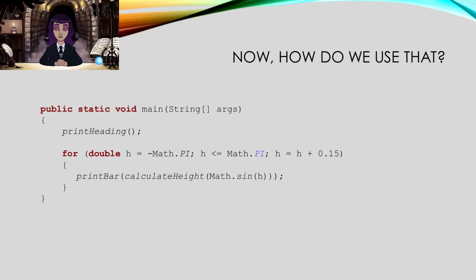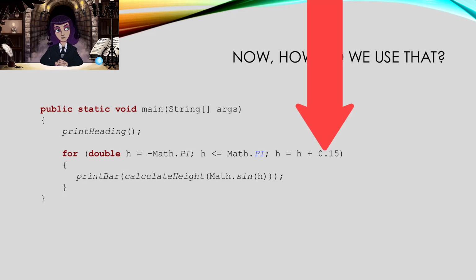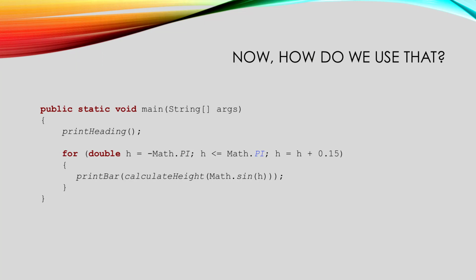There's some magic here. Why did you make h get bigger by 0.15? You caught me, Zumi. I have to admit, I just played with that number until the graph looked good.